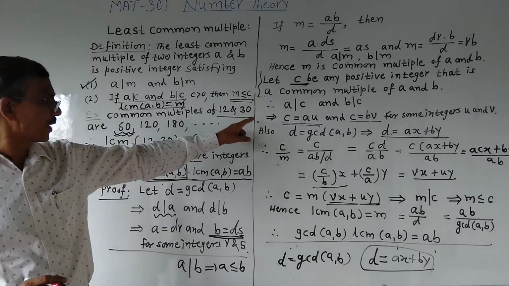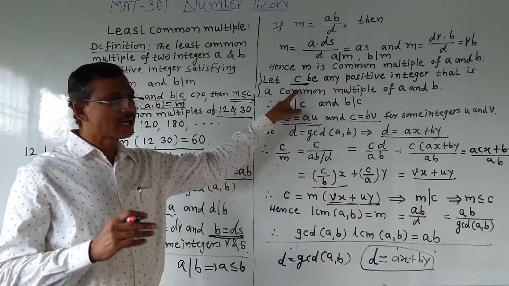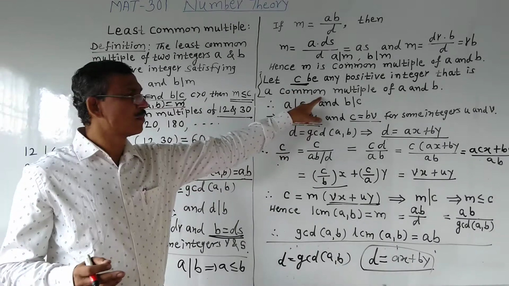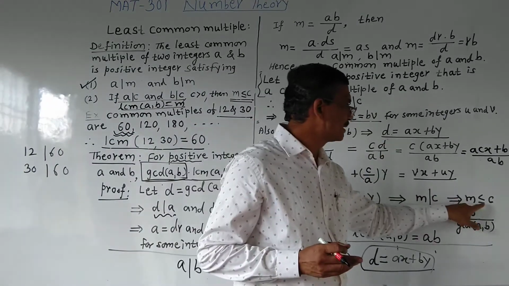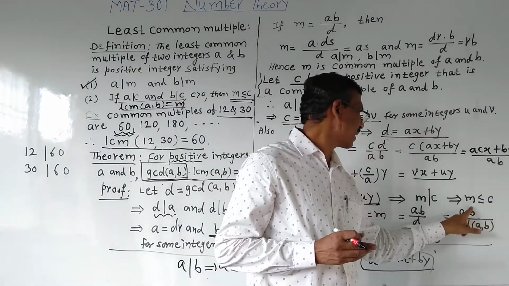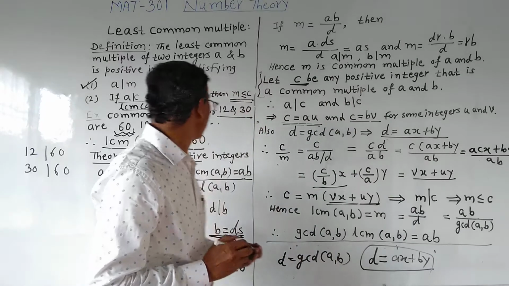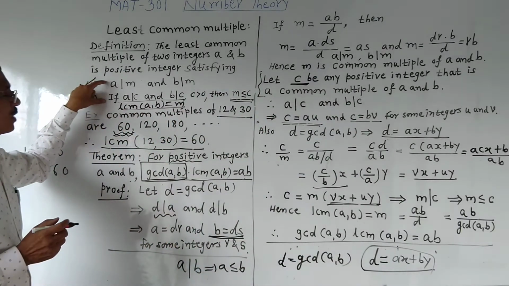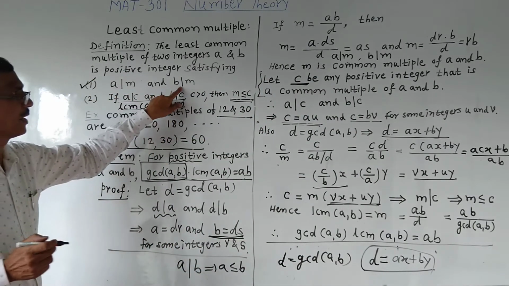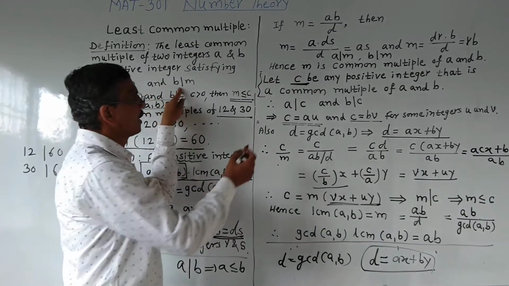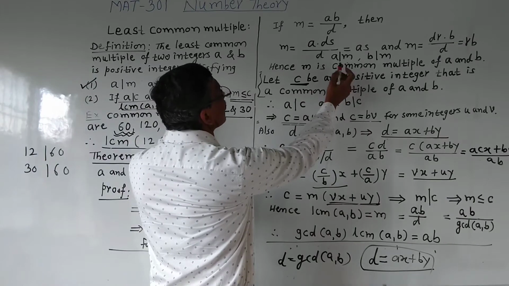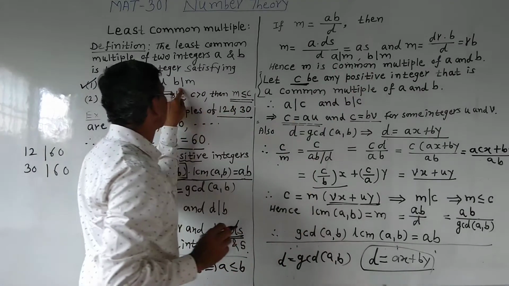And secondly, we have taken c as any positive common multiple of a and b, and we get m is less than or equal to c. That means m is a least common multiple. That means we are able to prove this condition. Here we are able to prove that a divides m and b divides m.